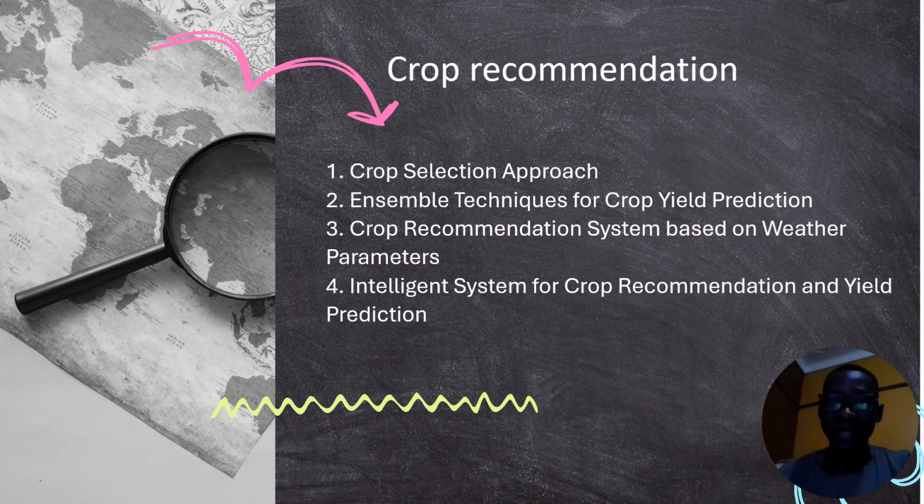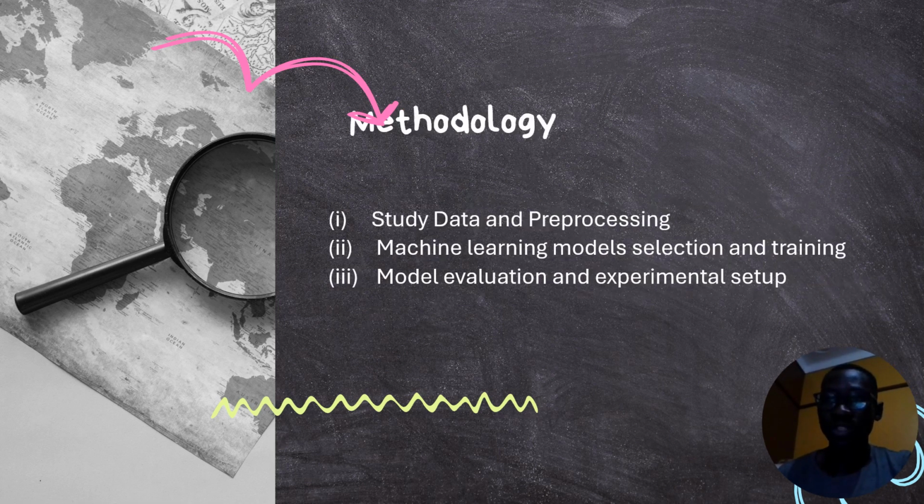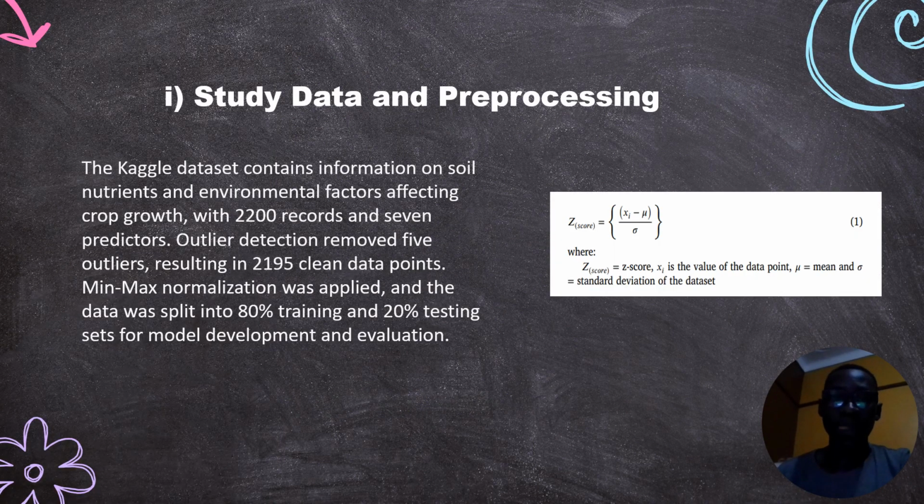If we look at crop recommendations, some of the approaches that were considered are the crop selection approach, ensemble techniques for crop yield prediction, a crop recommendation system based on weather parameters, and intelligent systems for crop recommendation and yield prediction. When we continue to the methodology used, they use study data and pre-processing, then machine learning model selection and training, model evaluation, and experimental setup. If we continue, we are going to break this down. We should look at the study data and the pre-processing.